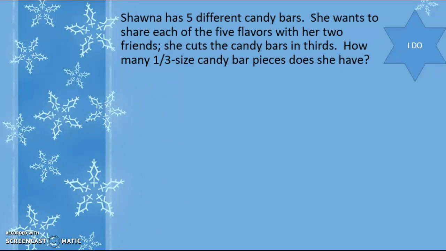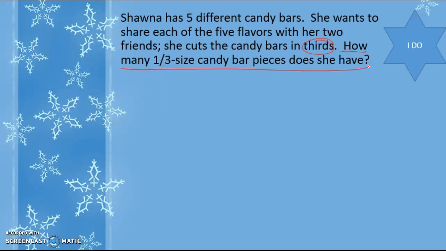Shauna has 5 different candy bars. She wants to share each of the 5 flavors with her 2 friends. She cuts the candy bars into thirds. Notice that she's not sharing them among her 2 friends. She's sharing them with her 2 friends. So that means that there will be 3 people who are sharing these 5 different candy bars, and she wants each one of them to try one of the different flavors. So she's going to cut them into thirds. So the question is, how many 1/3 size candy bar pieces does she have?